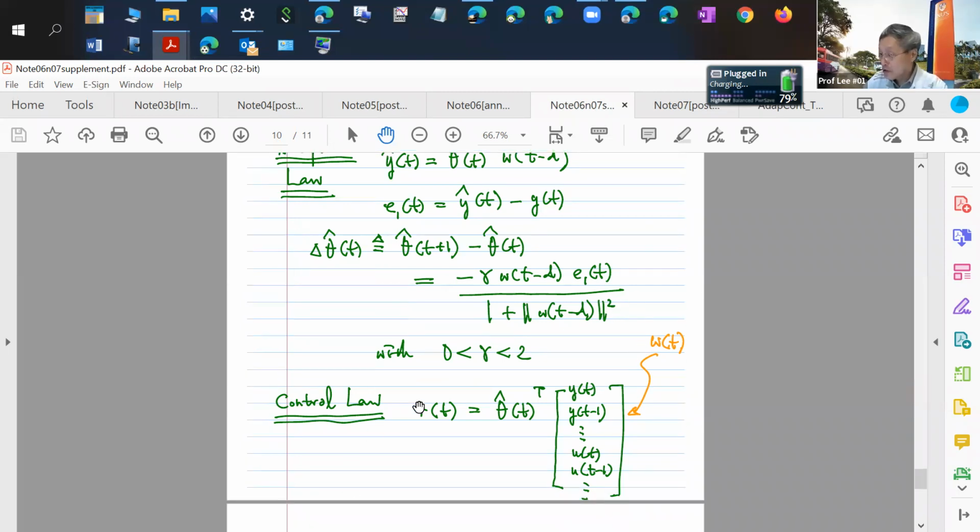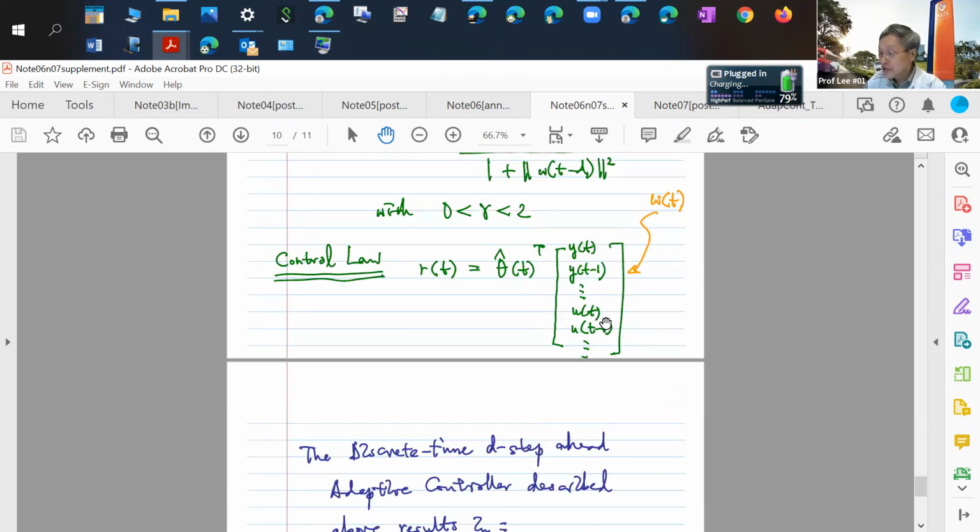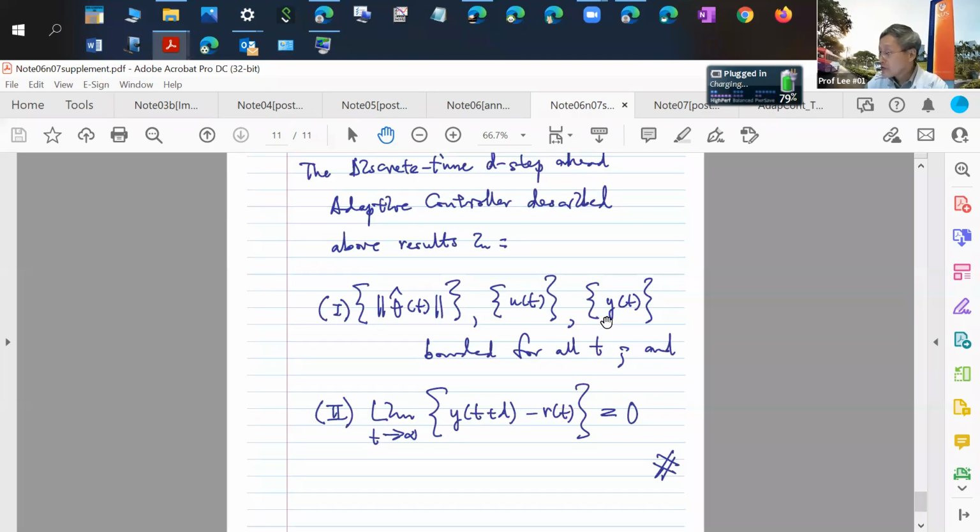Your control law will be like this. This is a set of signals that you have: y at the current time, one step later, and depending on the system, n signals here and n signals here. As long as you do it this way, with gamma a positive number between 0 and 2, I can similarly guarantee you that everything is bounded and the tracking error goes to 0.